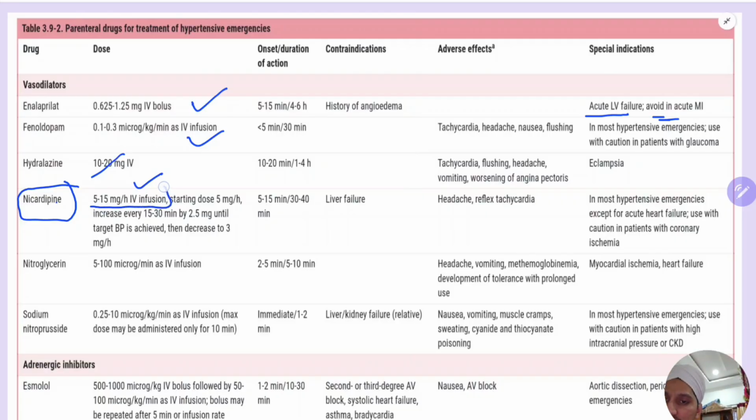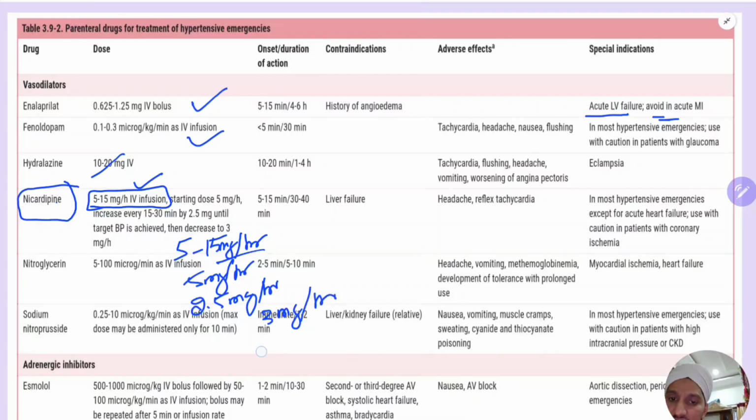So this is the range which you can use, 5 mg to 15 mg per hour. But you should start with 5 milligram per hour, and every 15 to 20 minutes you should increase the dosage by 2.5 mg per hour till you achieve your target BP. When you have achieved your target BP and the patient is stable now, then you lower the dose to 3 milligram per hour. So that's how you give nicardipine IV. It will act within 30 to 40 minutes. Contraindication is liver failure.